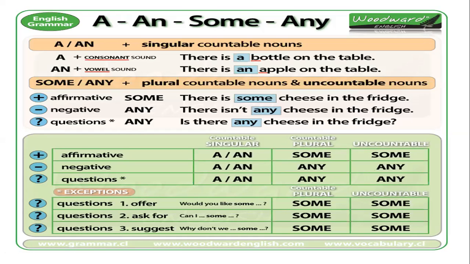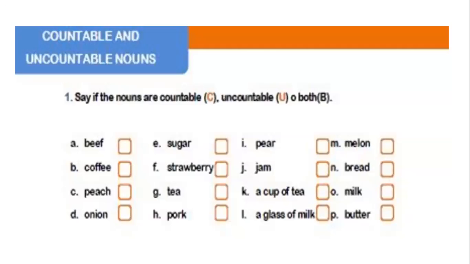The exceptions to the rule with some, las excepciones a la regla en el caso de some, it's only when you offer something. Would you like some coffee? Can I ask for some tea? When you ask for. Or when you suggest, why don't we eat some fruit? For example, I'm suggesting. Okay, that's the only exception to the rule. Now, this exercise is for you. Say if the nouns are countable or uncountable, or both.